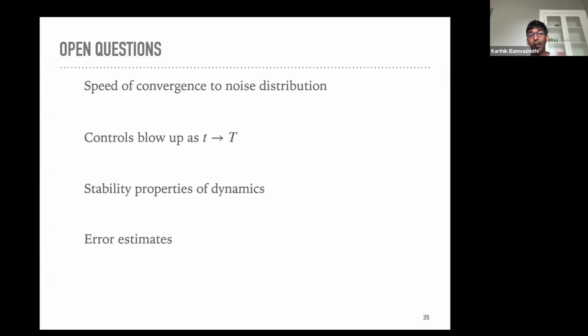And then there are other questions that control theorists care about. You can ask, what are the stability properties of the system? Can we give classical guarantees in this framework? But yeah, that's about it, and I can take any questions.